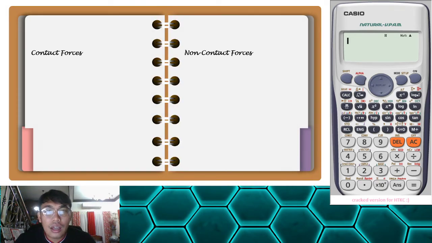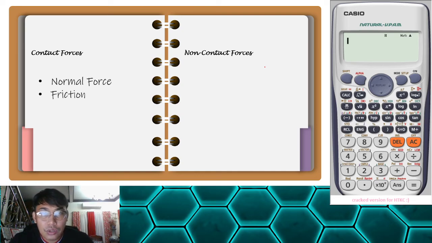So, contact forces and non-contact forces. Contact forces are the forces in action if there is contact, as the word itself says. One of the examples of contact forces is the normal force. Next are friction and tension.